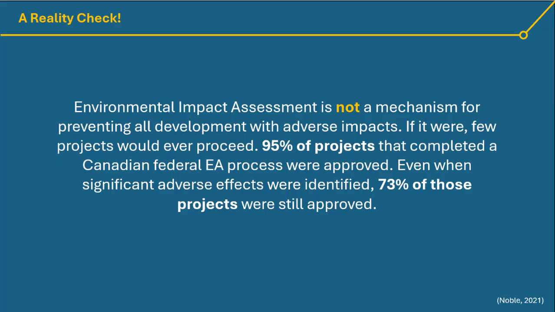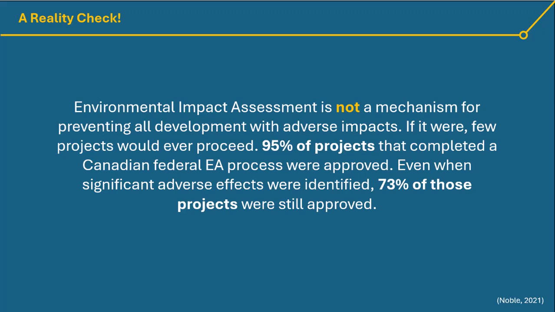Well, what this tells us is that EIA isn't a tool of prohibition. It is a tool of justification and risk management. It is about documenting impacts. It is about proposing mitigation measures and then helping decision makers weigh trade-offs. Because in many cases, those trade-offs are going to include economic benefits, energy security, political priorities, or other strategic considerations.